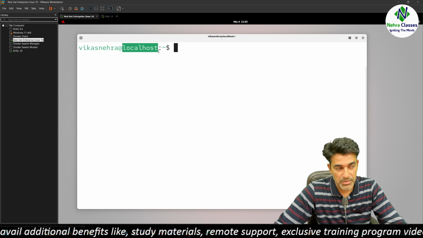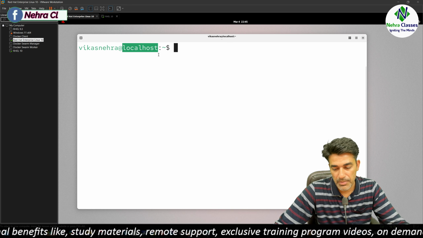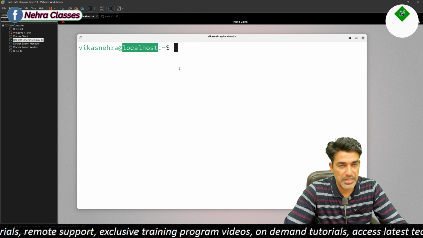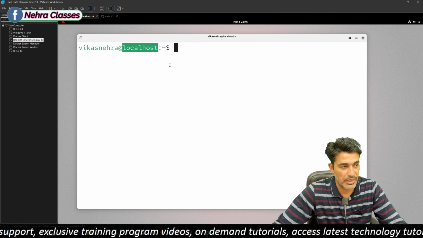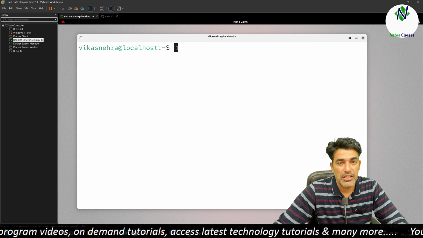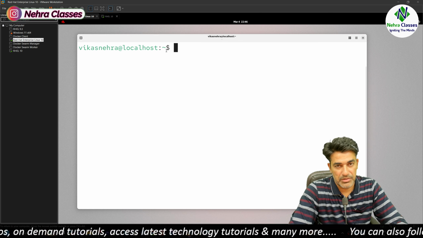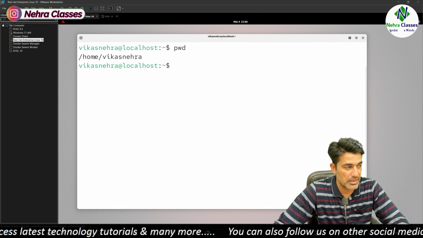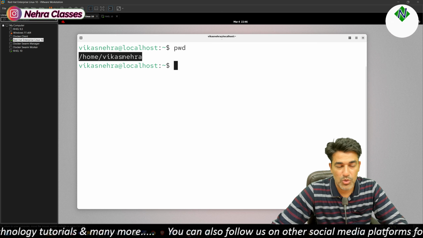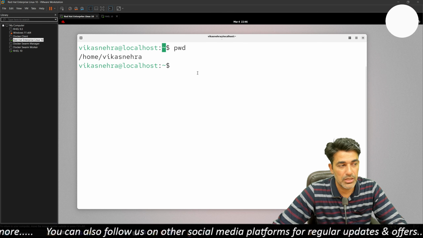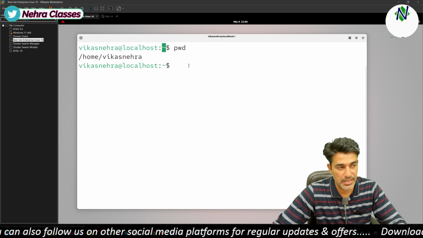Then comes the host name. This is the machine name or the server name or the device name where you are currently working. And then this sign represents the working location where you are currently working in the machine. So you are currently working in the Vikas Nehra's home directory. So the tilde sign is actually representing the home directory of this Vikas Nehra user.